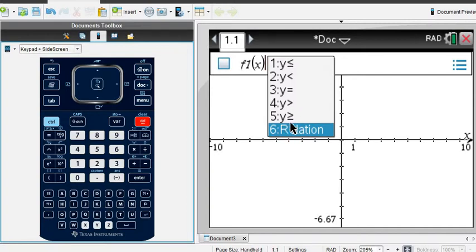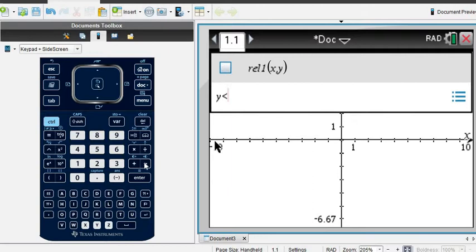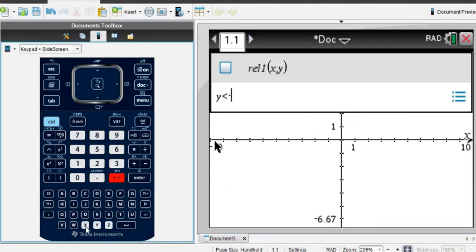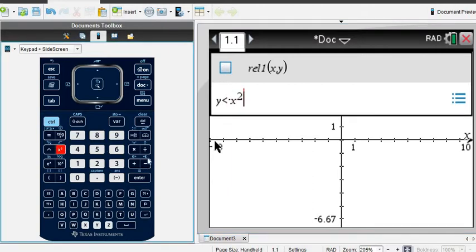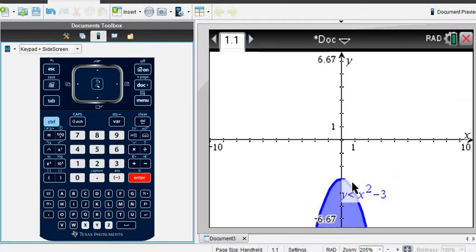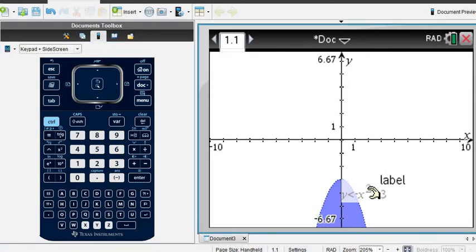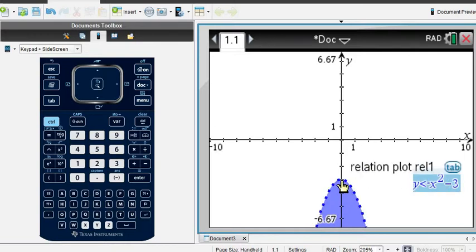So if you want to draw like a circle or a hyperbola, you can use option 6. Okay, so for this one, the first one that we have is a parabola, and it was y is less than negative x squared minus 3. Okay, and then when I hit enter, it's going to go ahead and graph it down here for me. I'm going to just grab this label and move it out of the way. But we can see that it is dotted. They did make it dotted, and you can see that the vertex is at -3.